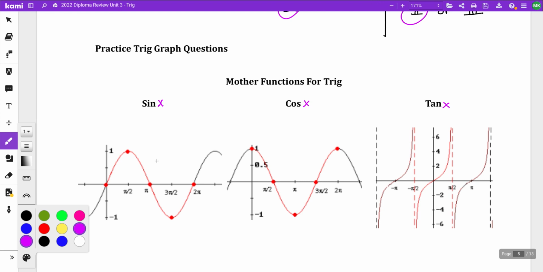This is really just a graphical representation of the unit circle. That's why it makes that pattern. That's why one cycle is 2 pi, because it's one spin around the circle.